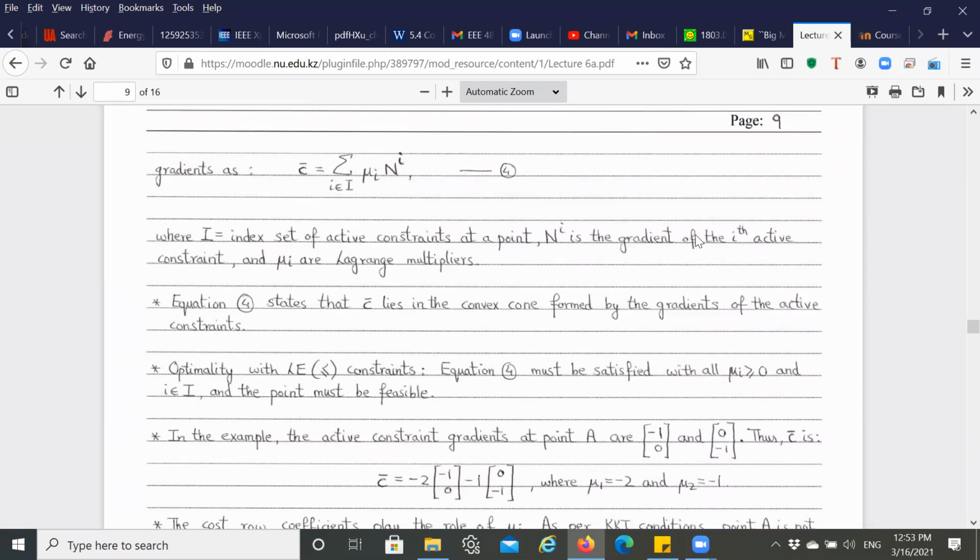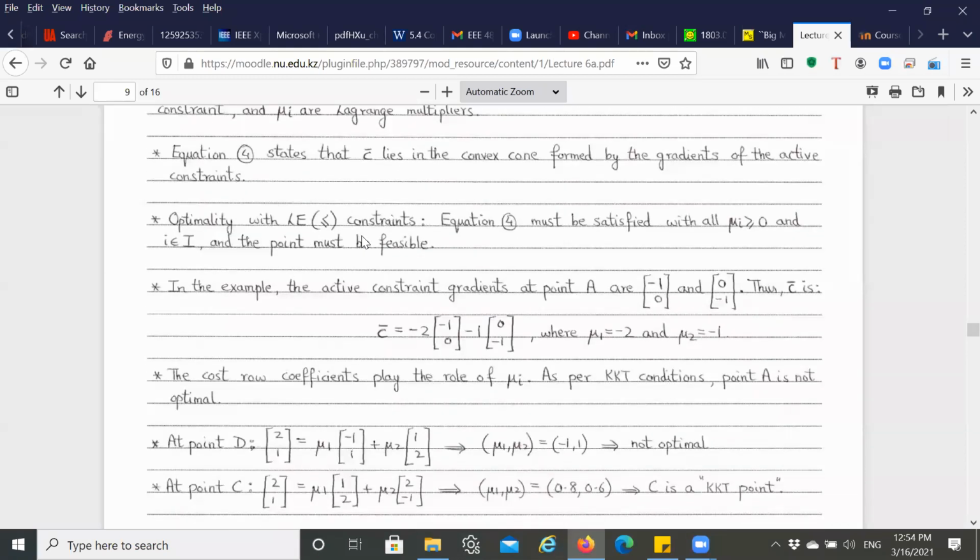And Ni is the gradient of the ith active constraint. So we define a mu i, which is a Lagrangian multiplier, and we have the n, which is the gradient at each of these endpoints. Basically, at each endpoint you have a Lagrangian multiplier. It is saying that the cost gradient lies in a cone, or a region, and this region is formed by the gradients of the active constraints. So you don't have to worry about this.